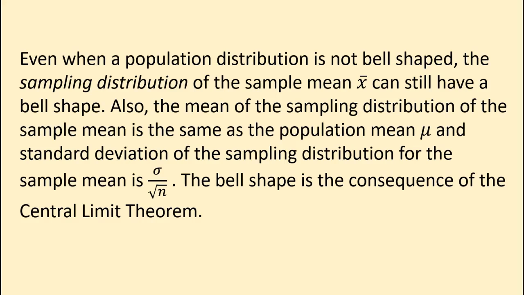Recall the central limit theorem means that no matter what the shape of the population distribution, the sampling distribution of the sample mean approaches an approximately normal distribution. In fact, for most population distributions, the bell shape is approached very quickly as the sample size increases. So for sufficiently large n, we don't have to worry about or even know the shape of the population distribution in order to work with the sampling distribution of the sample mean.